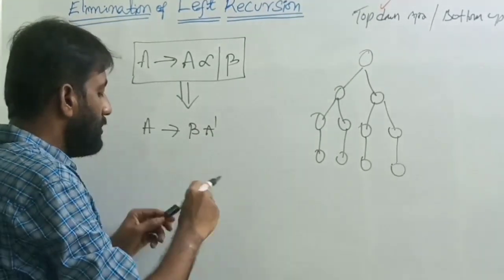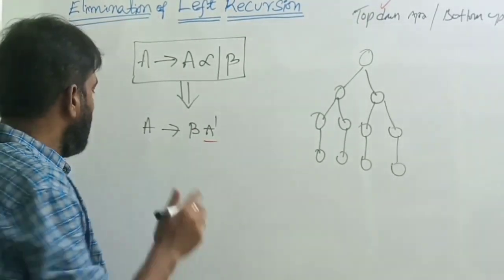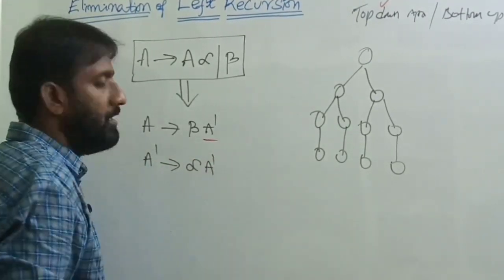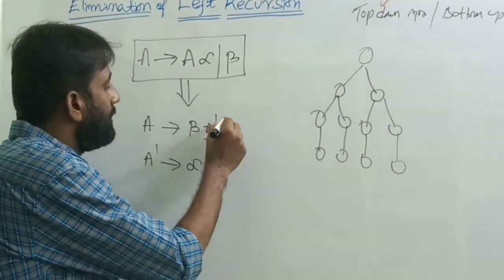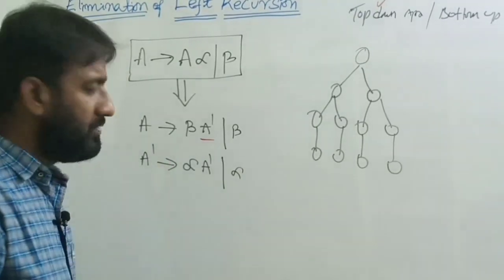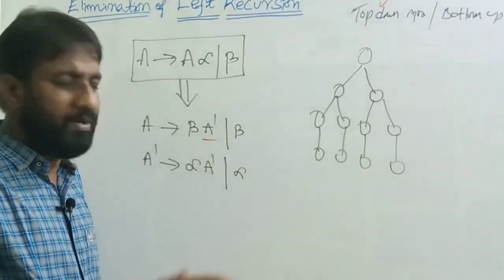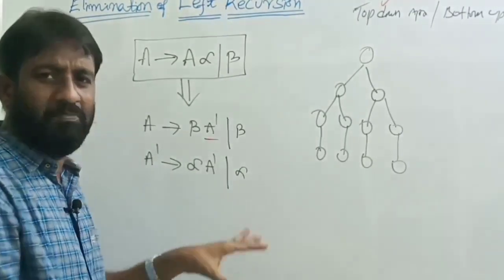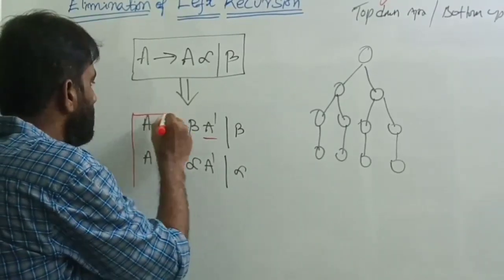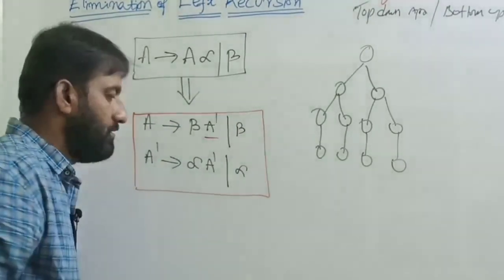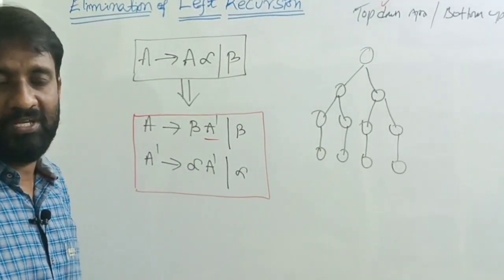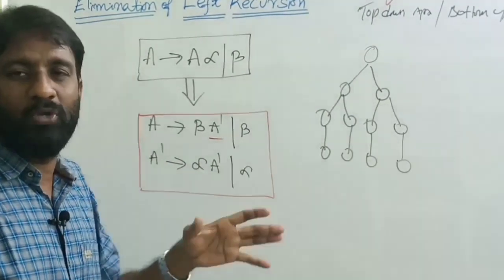The new non-terminal I introduced is A dash. Now A dash tends to alpha A dash, then we add slash epsilon. This is one approach. You can even write it with epsilon directly instead of a lengthy procedure. Let me write it like this. So if it is the left recursive grammar, this is the grammar without left recursion, where we introduced the new non-terminal A dash.